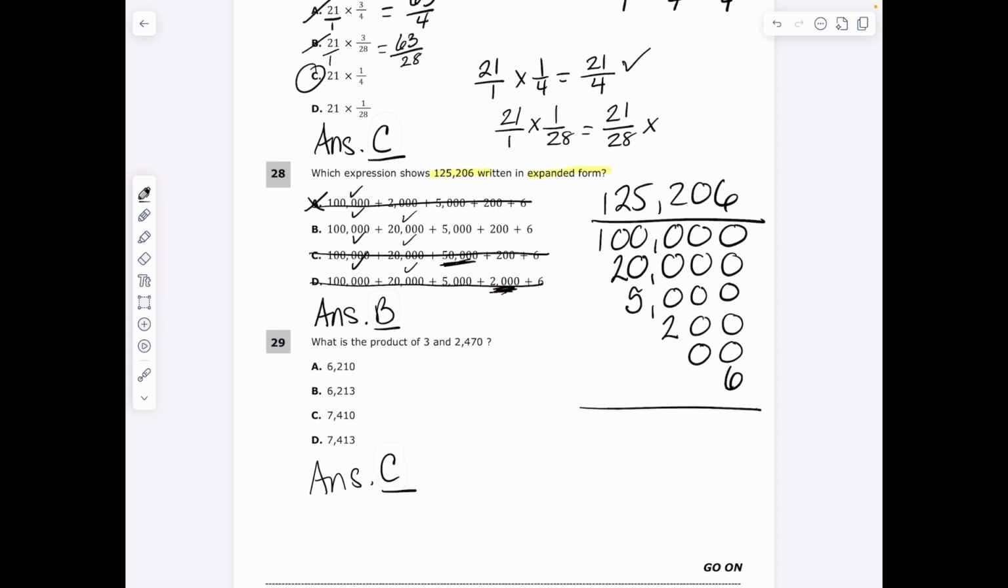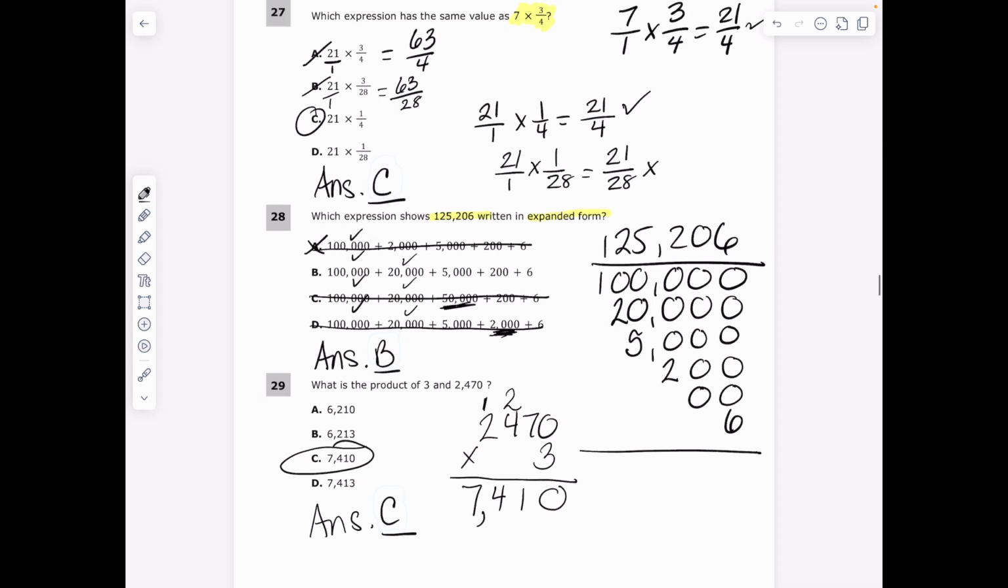And for 29, what is the product of 3 and 2,470? So we could just do multiplication. 0 times 3 is 0. 7 times 3 is 21. 4 times 3 is 12, plus 2 is 14. 3 times 2 is 6, plus 1 is 7. There's my C. Alright, hit pause and jot these down into your notes.